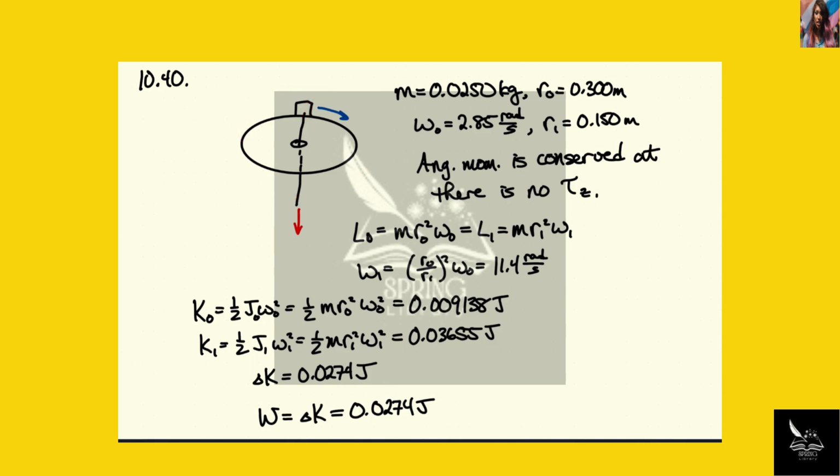So they tell us that the block weighs 0.025 kilograms. The initial radius is 0.300 meters, and the initial angular velocity is 2.85 radians per second. Then they tell us that we pull this string down so that the radius becomes half of what it was, so the radius becomes 0.15 meters. And so they ask, is the angular momentum of the block conserved?